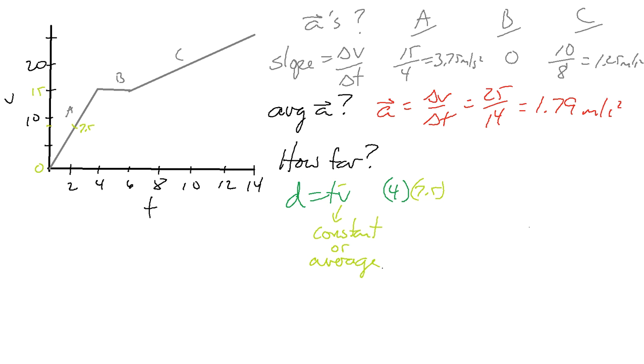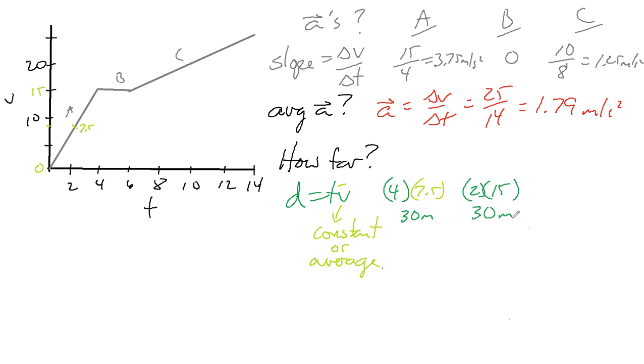So I'm going to multiply the 4 by 7.5, and if I do that, I will get a distance of 30 meters. And that's how far it went during the first part. So now I'm going to go to the second part, which lasted for 2 seconds. And now I need the V for the second part. Now, during part B, is the V constant or is it changing? Well, it's constant. It's at 15 the entire time. So I don't need to worry about the average. It's just 15. It's straight across at 15. So this stays as 15 meters per second. So 2 times 15 is another 30 meters.